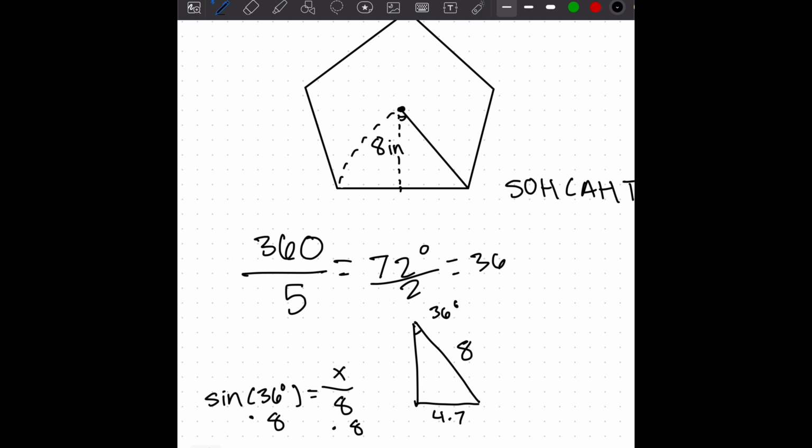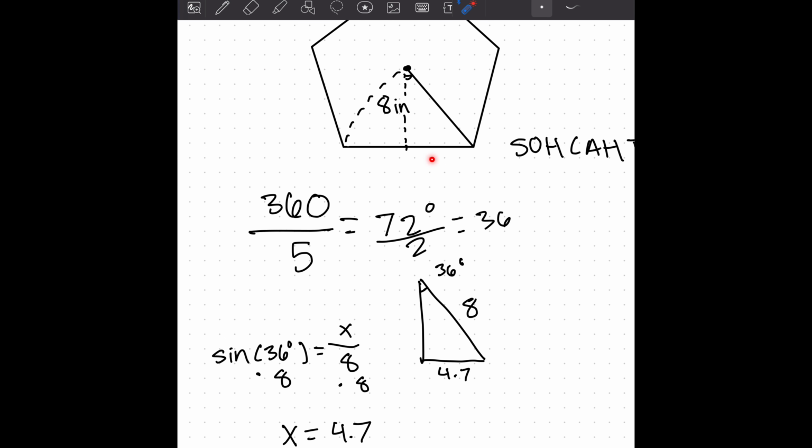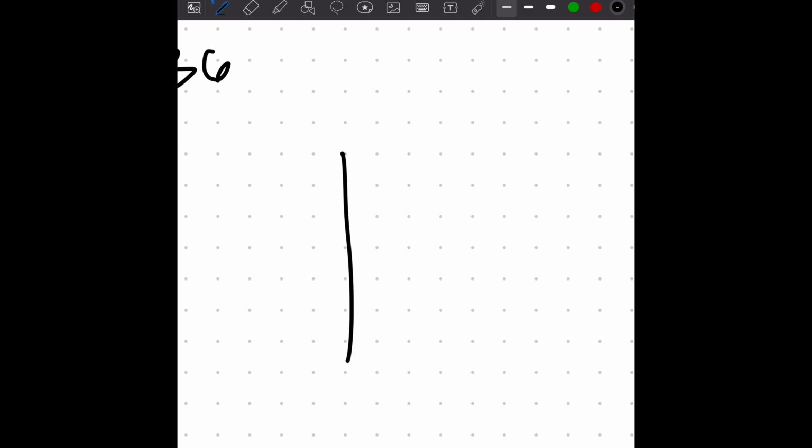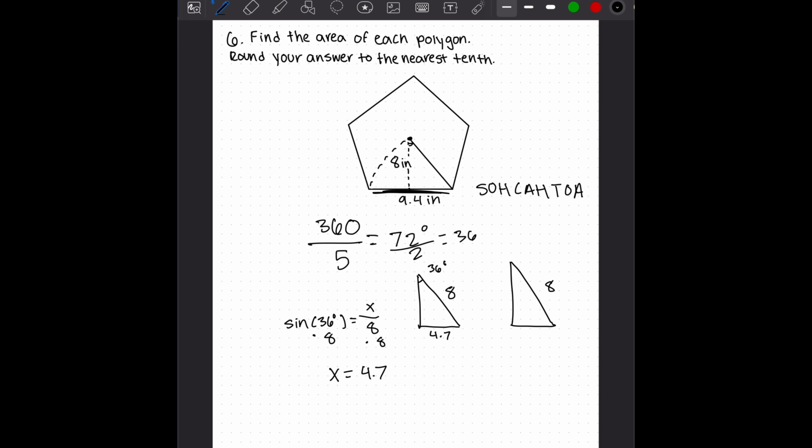And since this is only half of this triangle, the other half would equal the same thing. So this entire side is equal to 9.4 inches. Okay. Next, what we want to do is find the apothem, or the height. And so we can do that by using SOHCAHTOA again. But this time, we're looking for different things. So this is going to be our x. And we're looking at the perspective of the 36 angle.